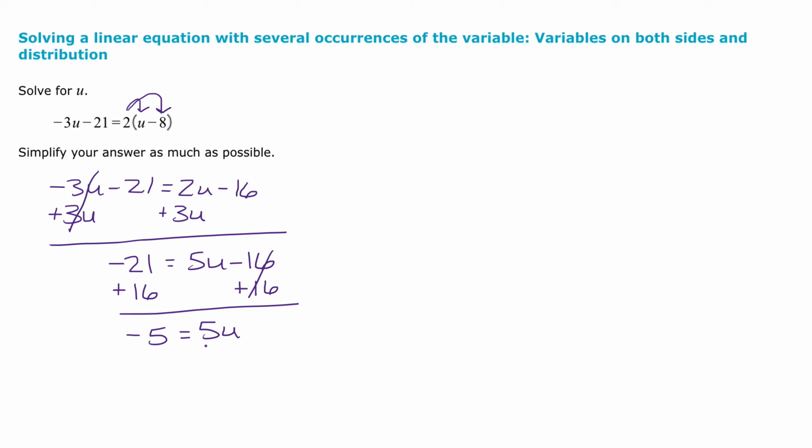Finally, to get the u by itself, I'm going to divide both sides by 5. And that gives me u equals negative 1. So again, I find this vertical setup a lot easier for most students to follow than the horizontal setup that is used in Alex.